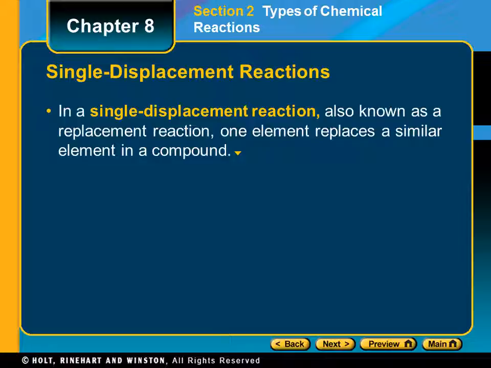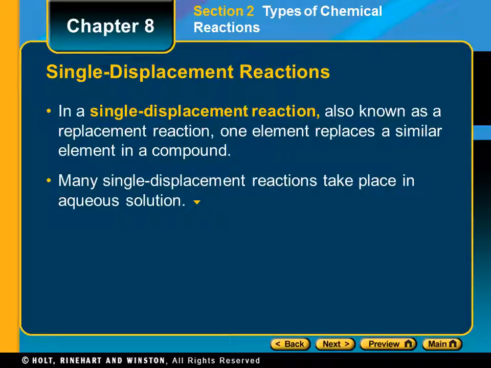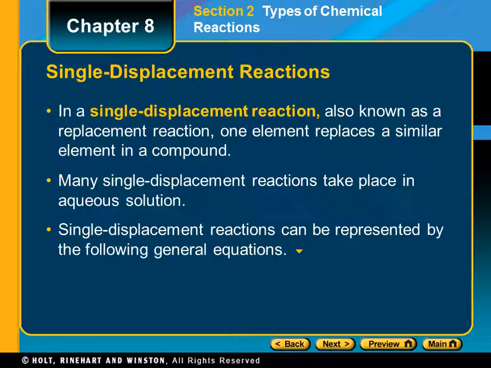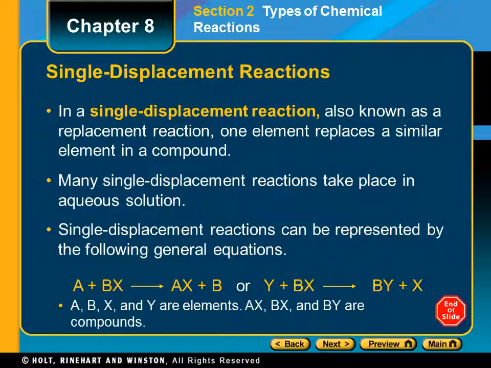Next will be single displacement reactions. A single displacement reaction is also known as a replacement reaction. One element replaces a similar element in a compound. Many single displacement reactions take place in aqueous solution. Single displacement reactions can be represented by the following general equations: A plus BX yields AX plus B, or Y plus BX yields BY plus X. A, B, X, and Y are elements. AX, BX, and BY are compounds.